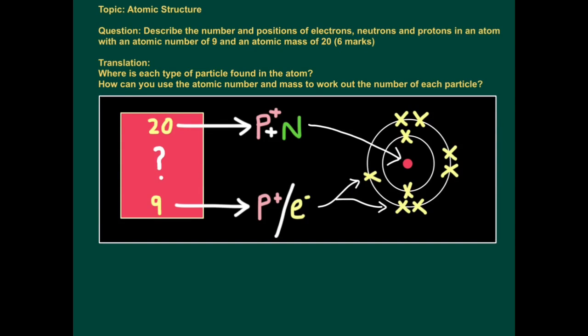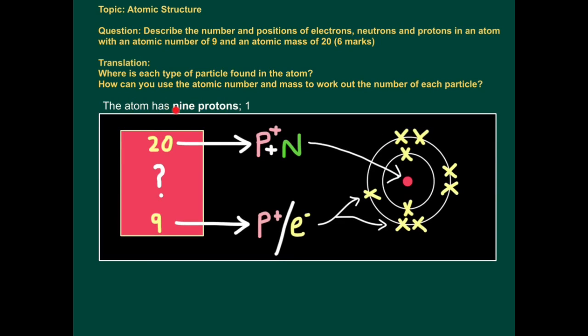In this exam application tutorial, we're looking at atomic structure. The question, for 6 marks: describe the number and positions of electrons, neutrons, and protons in an atom with an atomic number of 9 and an atomic mass of 20. In other words, where is each type of particle found in the atom, and how can you use the atomic number and mass to work out the number of each particle?